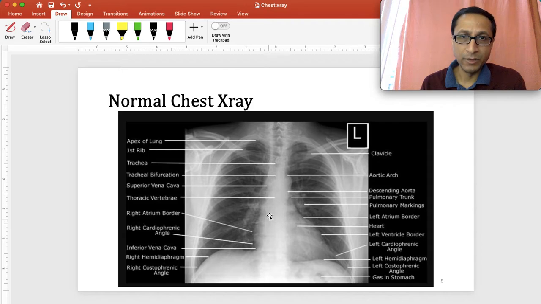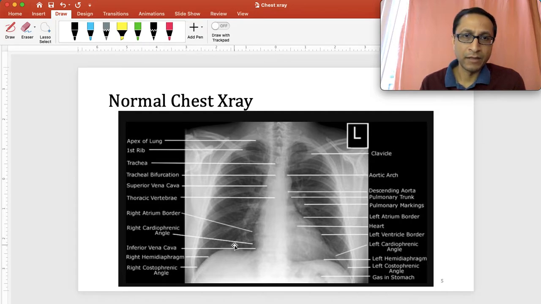We have the thoracic vertebrae right here, which again, if you increase the brightness of the screen, you will be able to see that. We keep going down on the right side. We have the right atrium border of the heart. We have the right cardiophrenic, make a note, not costophrenic, cardiophrenic angle, the angle that the heart border makes with the right hemidiaphragm, the cardiophrenic angle. And right underneath that, we have the inferior vena cava, which is bringing in blood from the bottom of the body to the right atrium.